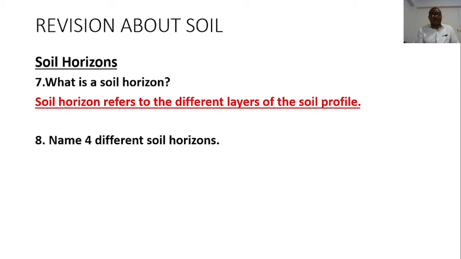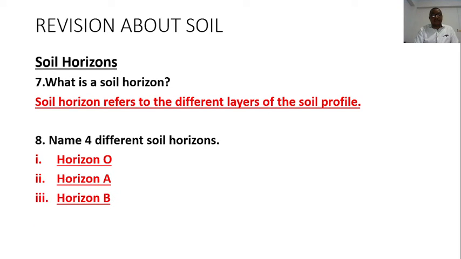Now, I want us to name the different soil horizons. According to our science book, we have 4 different soil horizons, but if you read somewhere else, you're going to find that there are more than 4. The 4 different types of horizons include, number 1, horizon O. Number 2 is horizon A. Number 3 is horizon B. Number 4 is horizon C. So those are the 4 different soil horizons: O, A, B, and C.